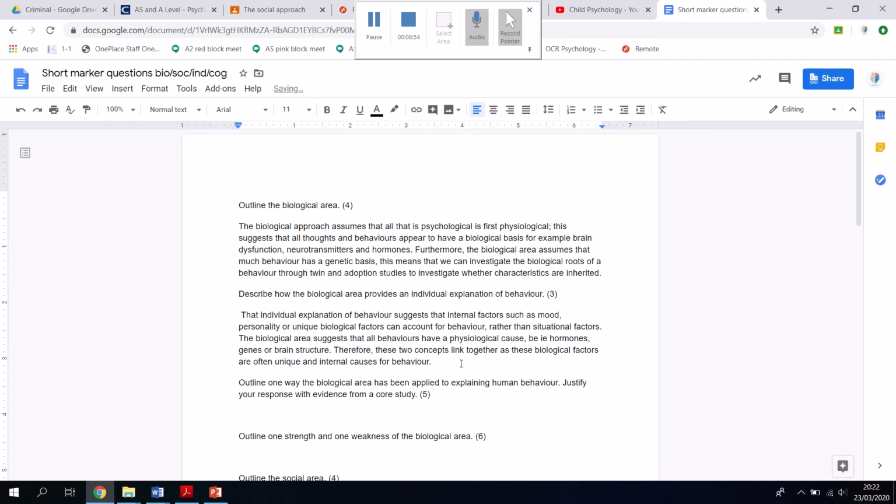So therefore these 2 concepts link together as these biological factors are often unique and internal causes for behaviours. Okay, so there's just a little model answer for that one.